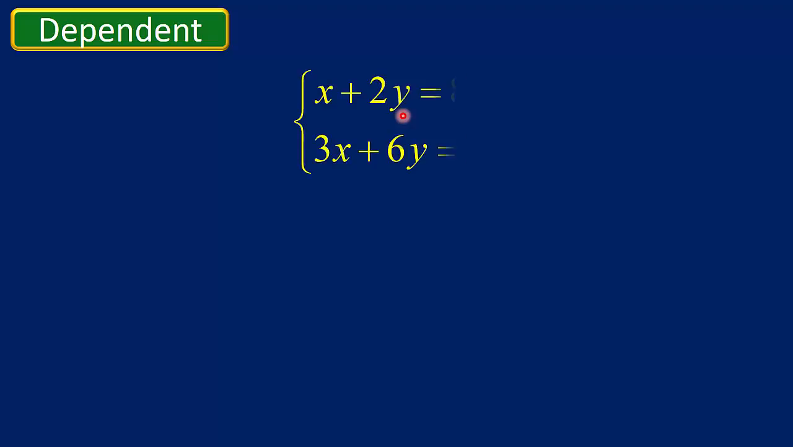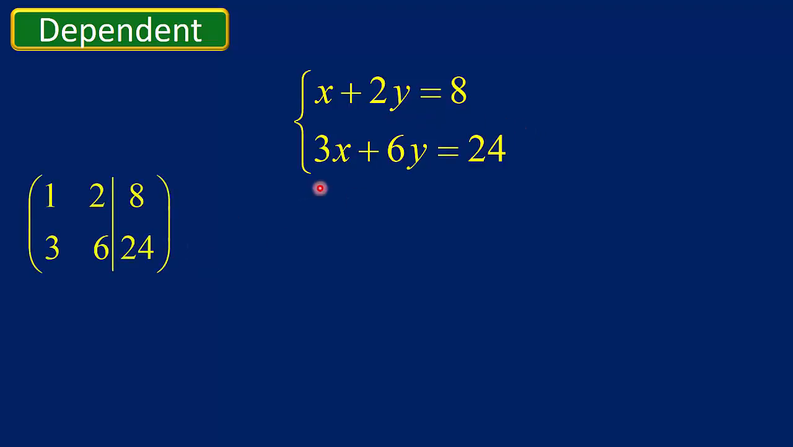Now let's look at another system, this one. And let me go ahead and put it in matrix form. Here we go. Now notice, we've got x plus 2y equals 8. 1, 2, 8. Now let's suppose I multiply this first row by 3. Look what happens. 3 times 1 is 3. 3 times 2 is 6. 3 times 8 is 24.